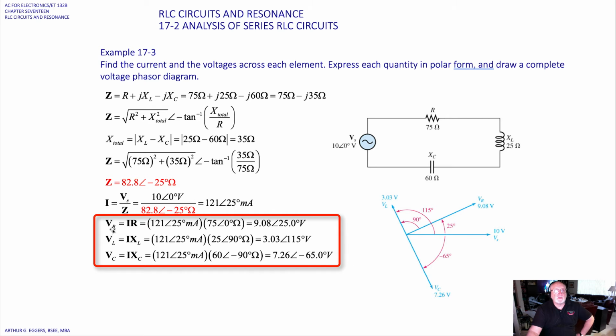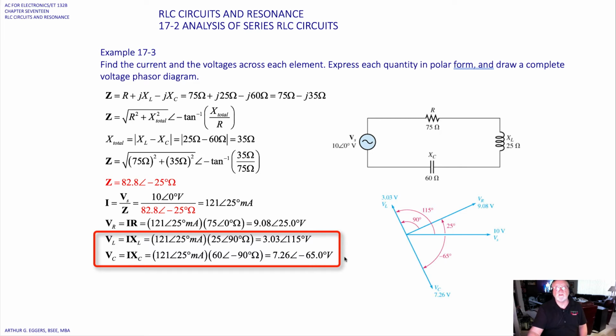The voltage drop across the resistor, I times R, then we can combine our terms here. 121 milliamps, 75 ohms gives us 9.08 volts, and the difference in the angle here, or the sum in this case, gives us 25 degrees. We do the same thing for the voltage drop across the inductor and the voltage drop across the capacitor. Again, we've got milliamps and ohms, milliamps and ohms. When we combine them, we get 3.03 volts at an angle of 115 degrees and 7.26 volts at an angle of minus 65 degrees.